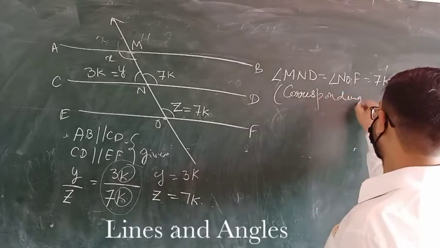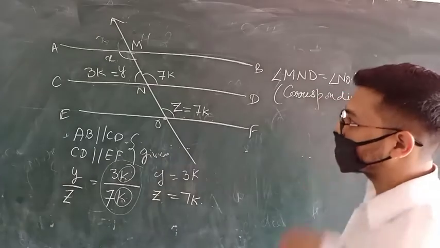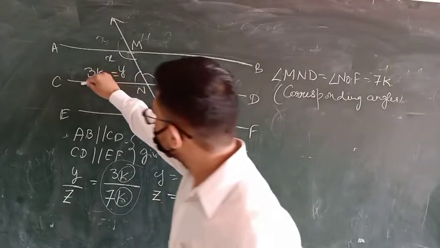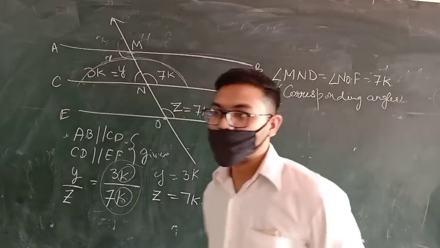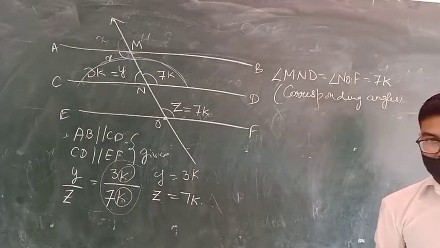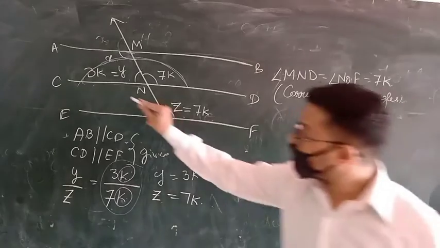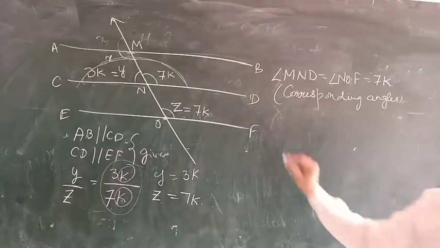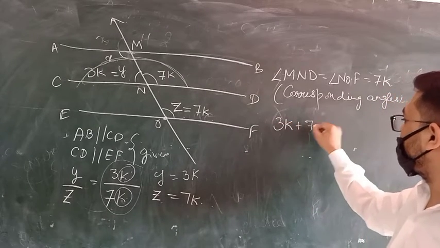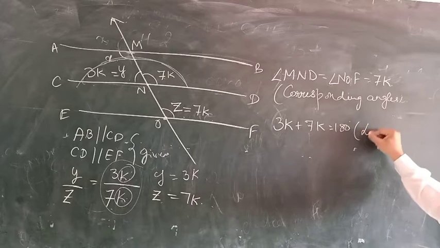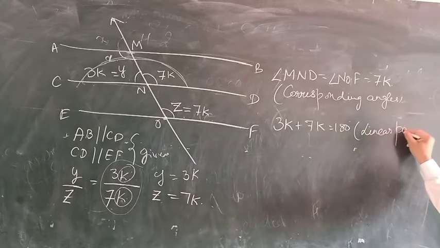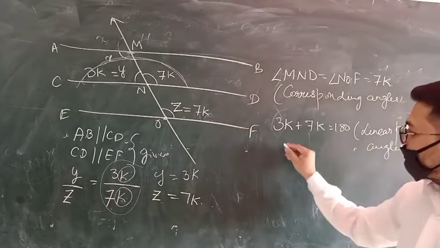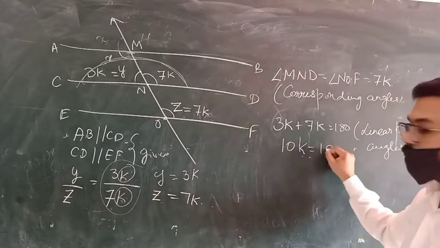Okay, corresponding angles. Now if these are equal to one another, now can I say this complete angle is equal to 180 degrees? Yes, sir. The reason is linear pair angles. Yes or no? So they are forming linear pair angles. So you can say 3K plus 7K is equal to 180 degrees, and the reason is linear pair angles. 3K plus 7K will give you 10K, right? This is equal to 180.